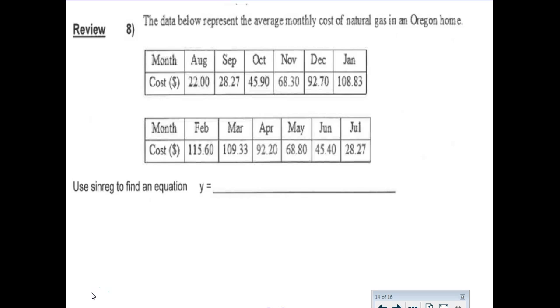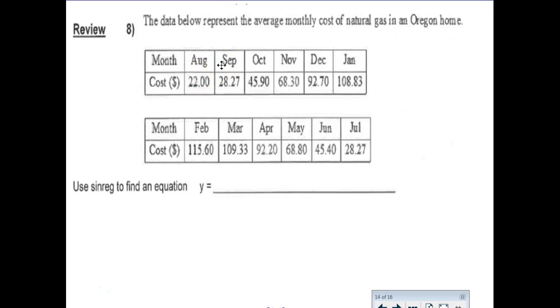Okay? So let's get this data entered into list 1 and list 2. This is weird. So we're looping through, we're starting in August. All right, what is this even about? Oh, the cost of natural gas.